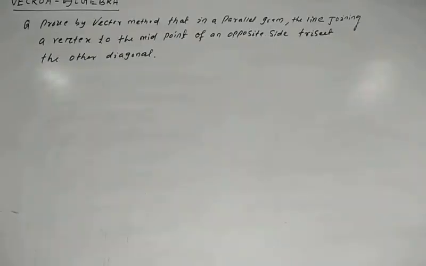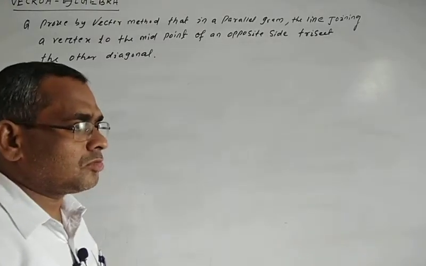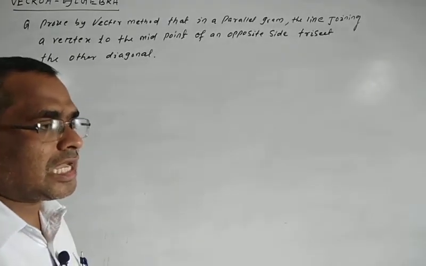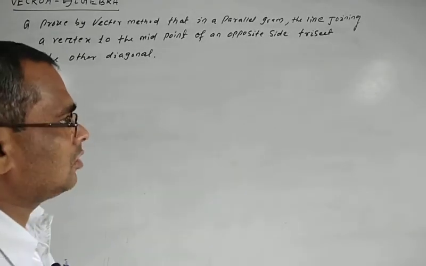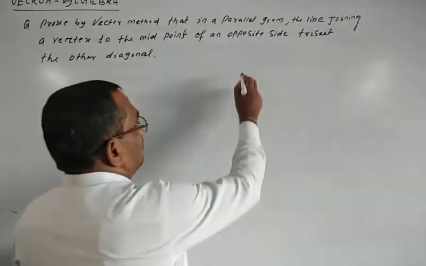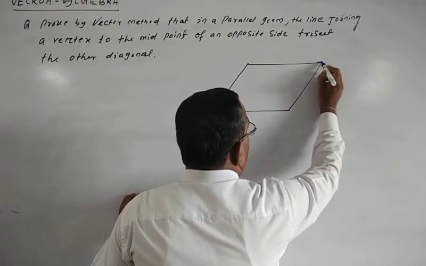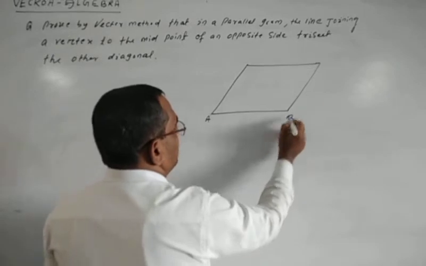Prove by vector method that in a parallelogram the line joining a vertex to the midpoint of an opposite side trisects the other diagonal. So first we take a parallelogram. Now we join a vertex to the midpoint of the opposite side, and that line segment trisects the other diagonal. So how to prove by vector method? First we take a parallelogram, A, B, C, D.